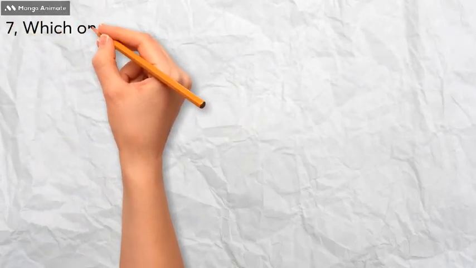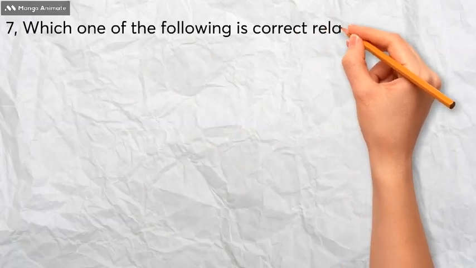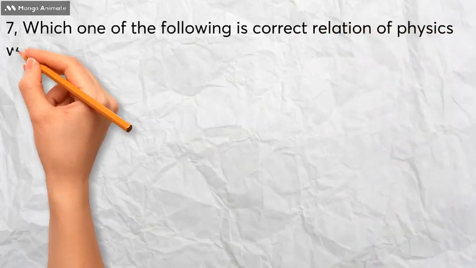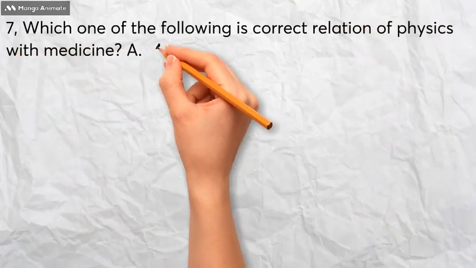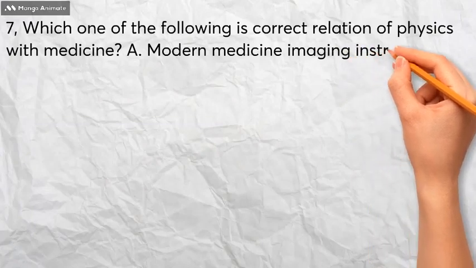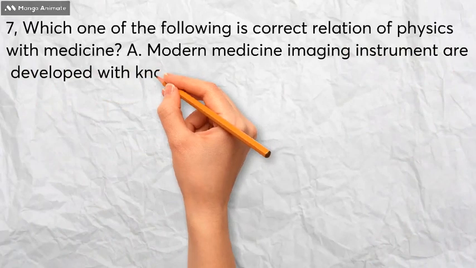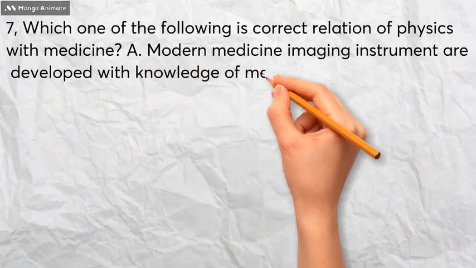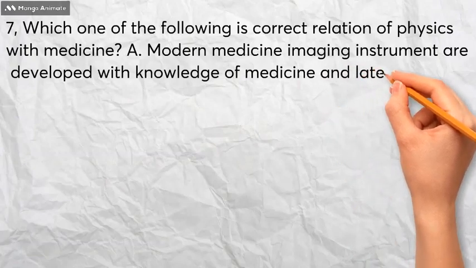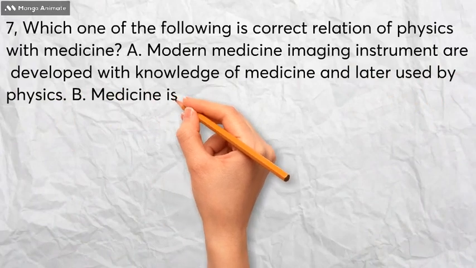Question number 7. Which one of the following is correct relation of physics with medicine? A. Modern medicine imaging instruments are developed with knowledge of medicine and later used by physics. B. Medicine is a branch of physics dealing with nuclear reaction. C. Physics is a branch of medicine that sets standards during medical diagnosis. D. A discipline called medical physics deals with principles of physics in medical diagnosis.